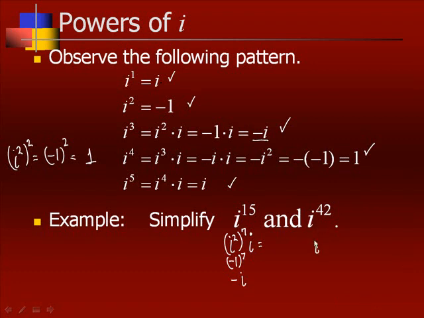What about i to the 42nd? Well, that's i squared to the 21st, because 2 times 21 is 42. Well, i squared is negative 1, and negative 1 to an odd power would give us negative 1.